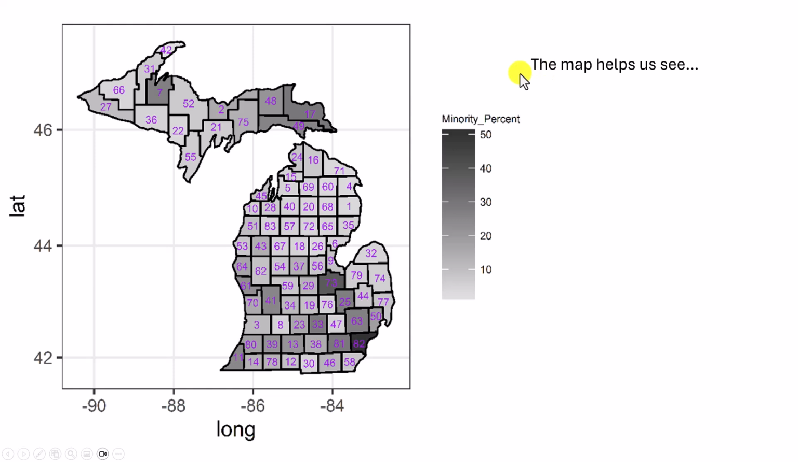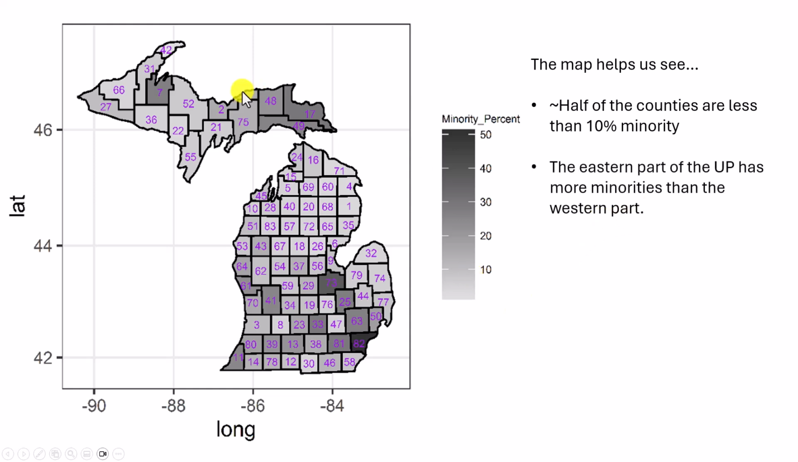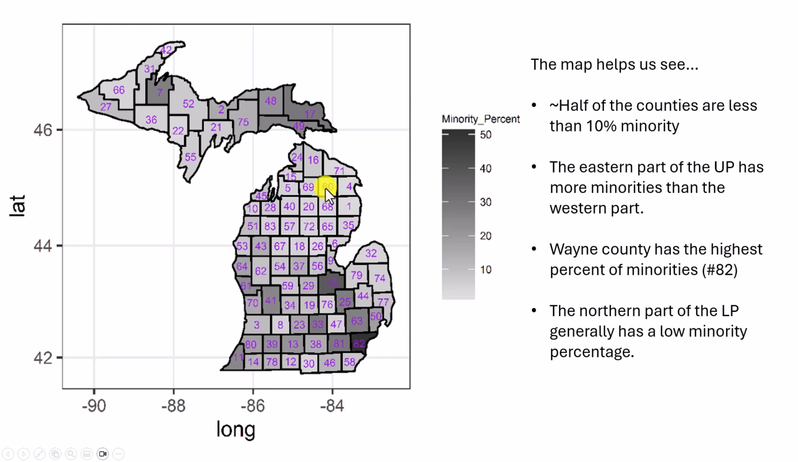Here are some things that the map helps us see. About half of the counties are less than 10% minority. The eastern part of the Upper Peninsula has more minorities than the western part. Wayne County, which is number 82, has the highest percentage of minorities. The northern part of the Lower Peninsula generally has a lower minority percentage.